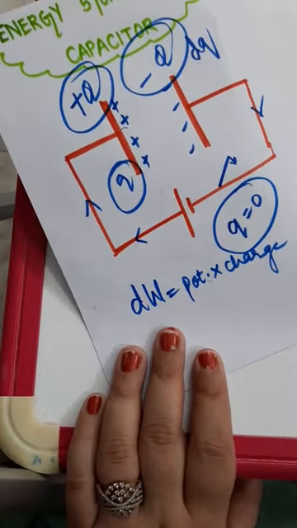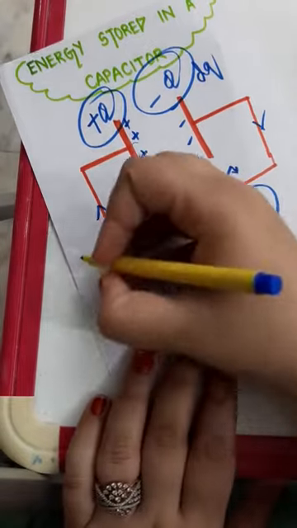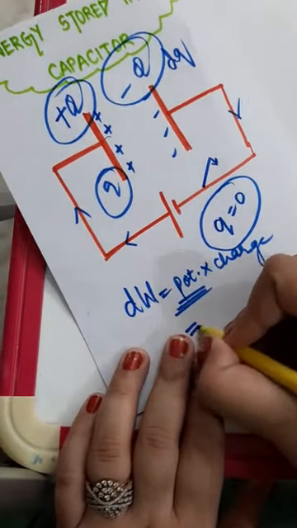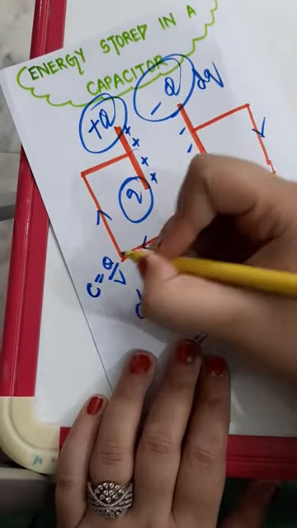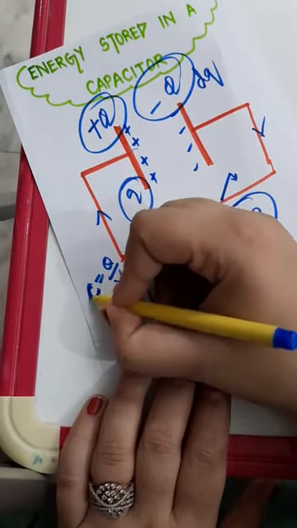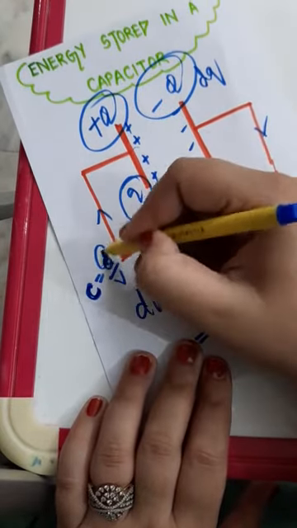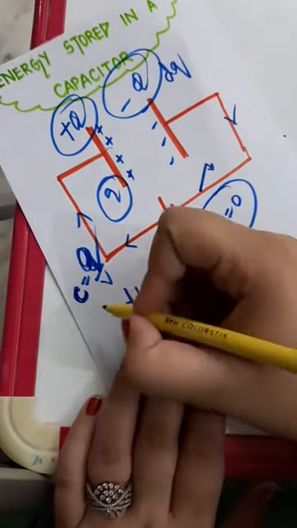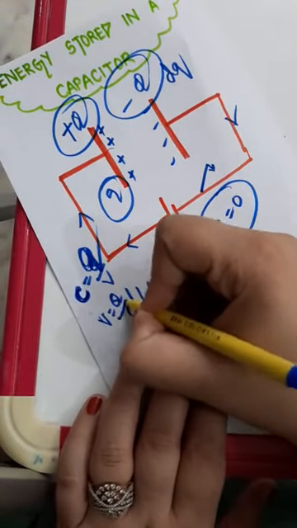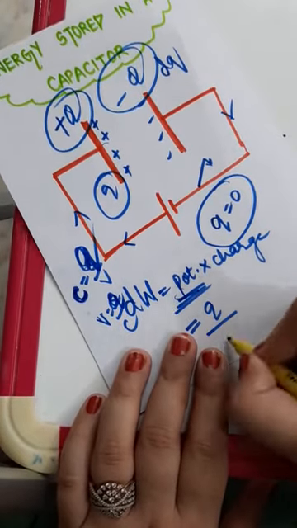So work done will be equal to potential into charge. Let's find out the potential. We know that C is equal to Q upon V. C is the capacitance of this capacitor. But right now the charge stored is small q, so C is equal to small q by V, and so V will be equal to small q upon C. So in place of potential we'll write q upon C.